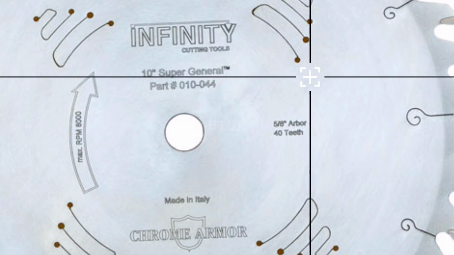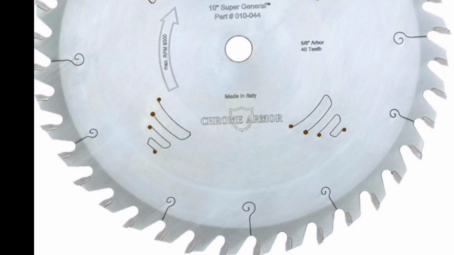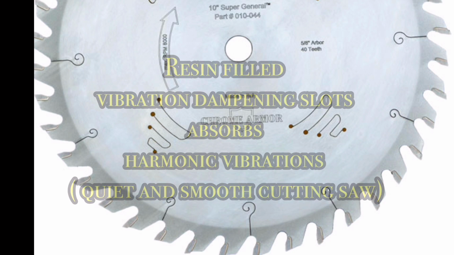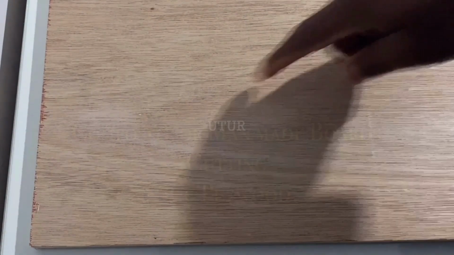The 40-tooth saw blade with a 30-degree alternate top bevel grind tooth configuration easily rips hardwoods up to 1 inch thick and excels at cross-cutting hardwoods and veneered plywoods. It's also got resin-filled vibration dampening slots that help to reduce harmonic vibration, and an extremely clean cut, almost mimicking the extremely clean cut that you'd get from an 80-tooth cross-cutting saw blade.